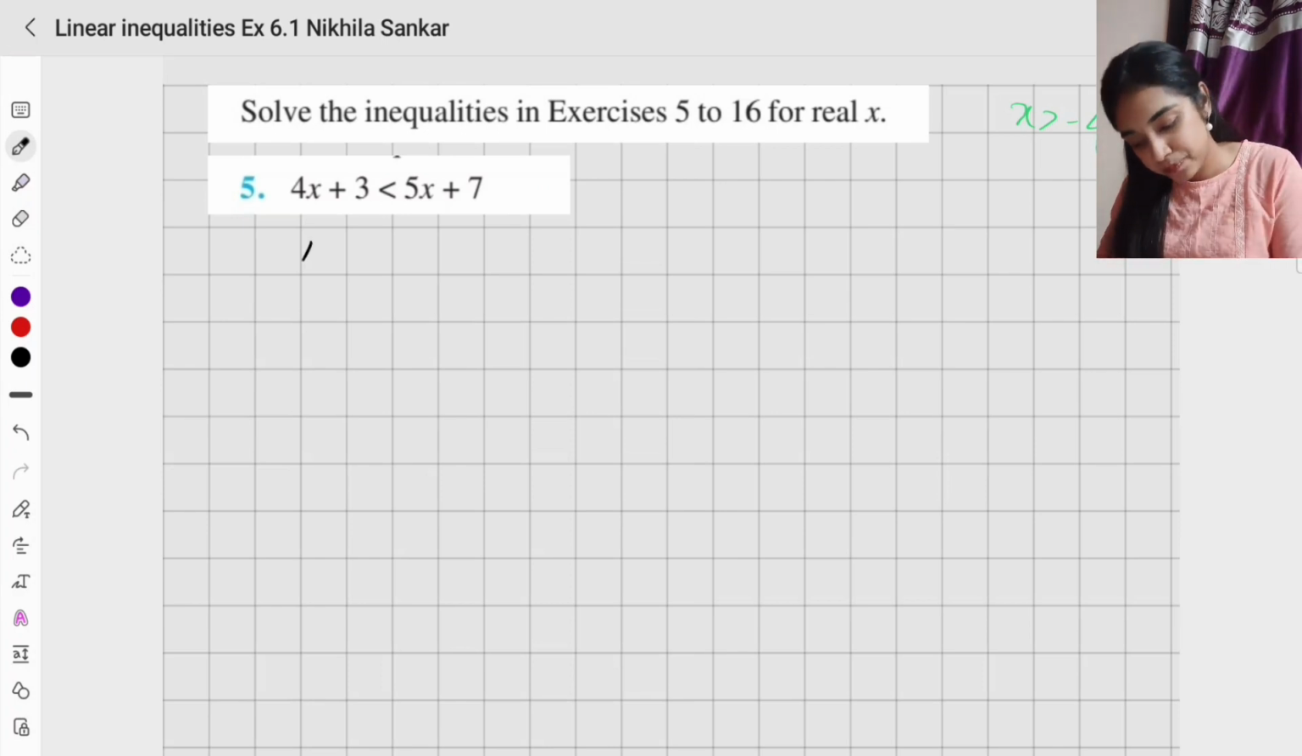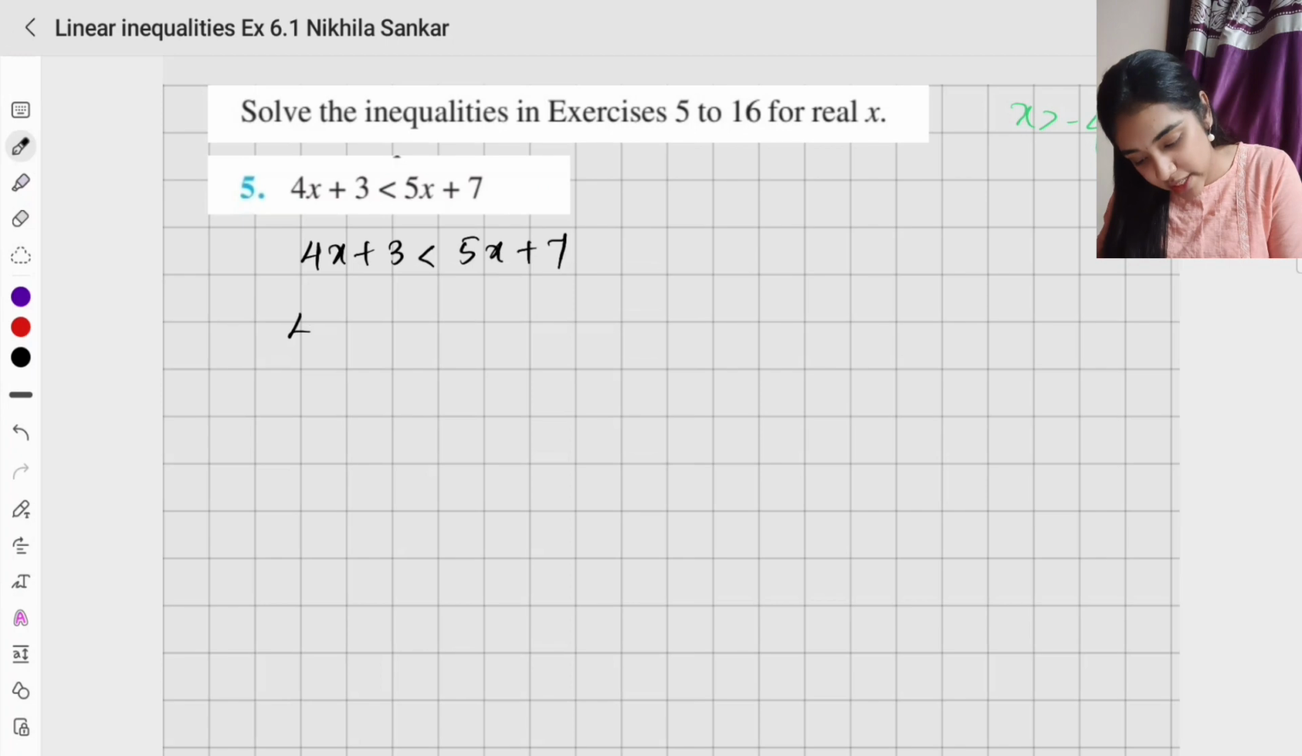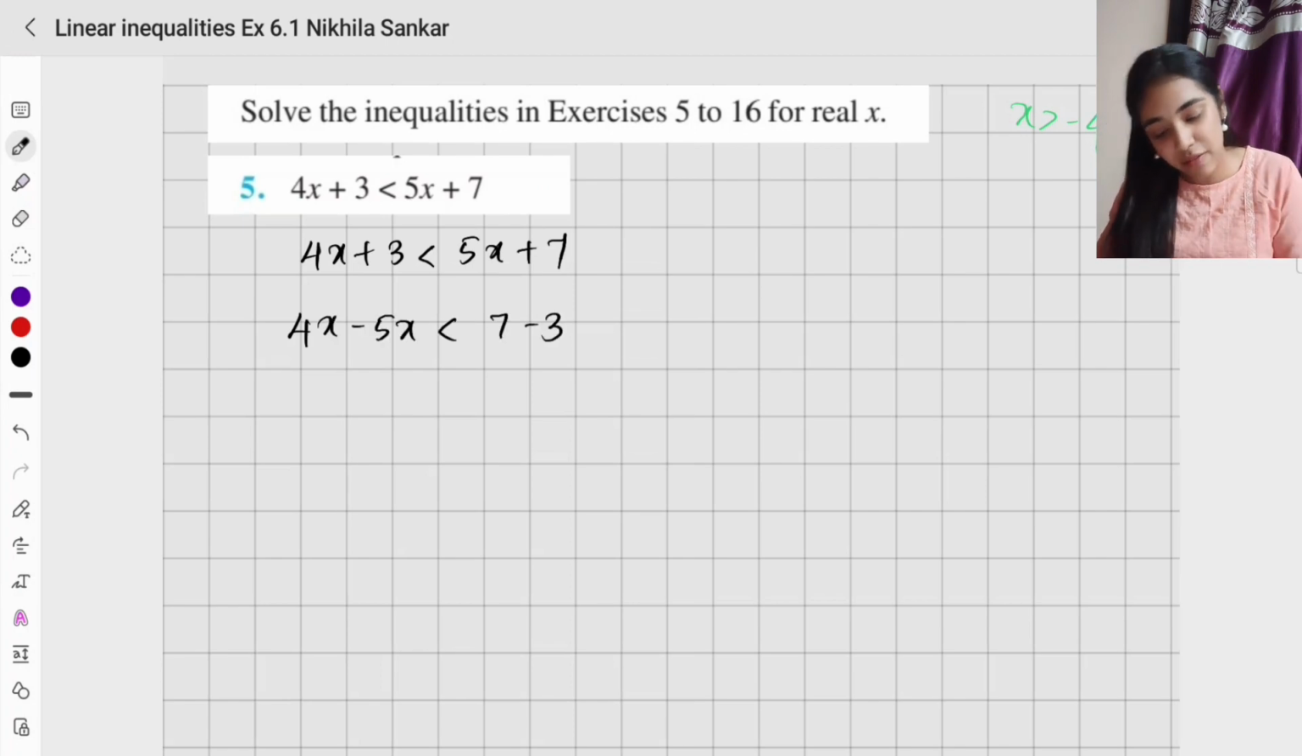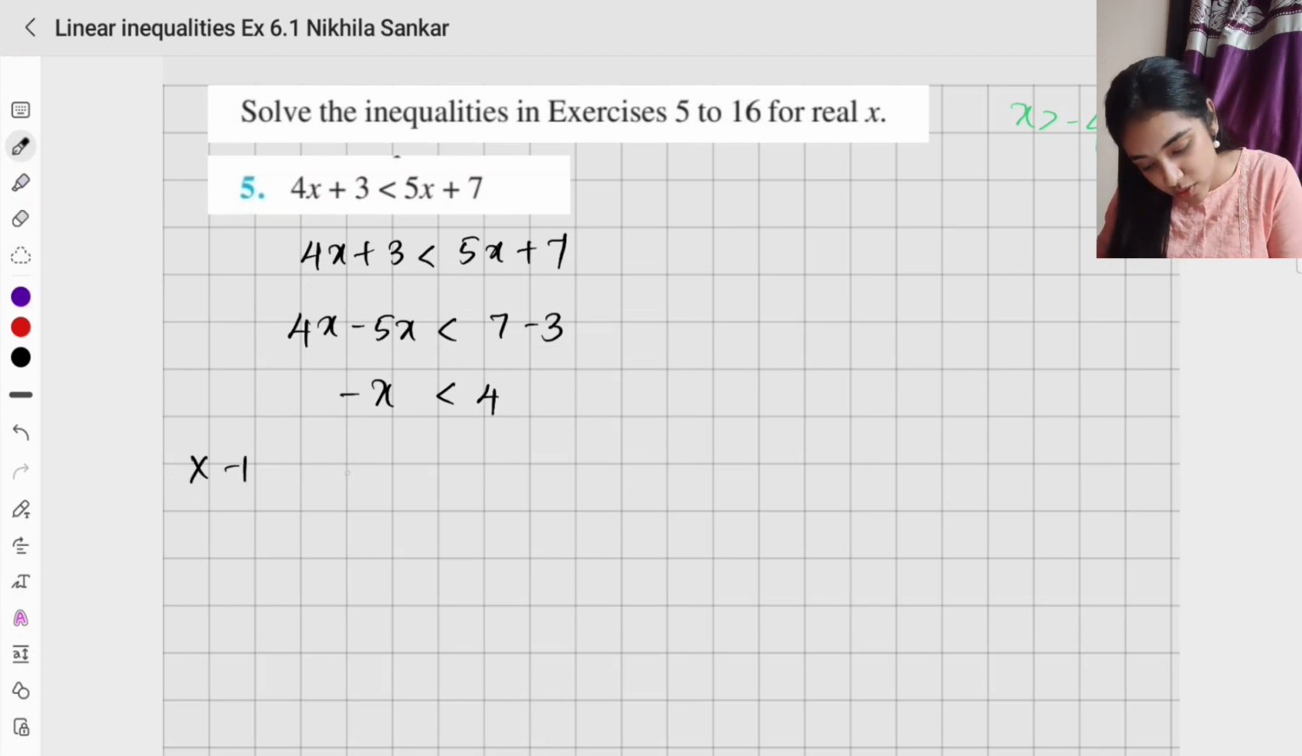So fifth question, 4x plus 3 less than 5x plus 7. I'm going to bring the 5x to the other side. So I have 4x minus 5x less than 7 minus 3. 5x has come to this side, and 3 has gone to the other side. I have minus x less than 4. I'm going to multiply by minus 1 on both sides. So I'll have x greater than minus 4.